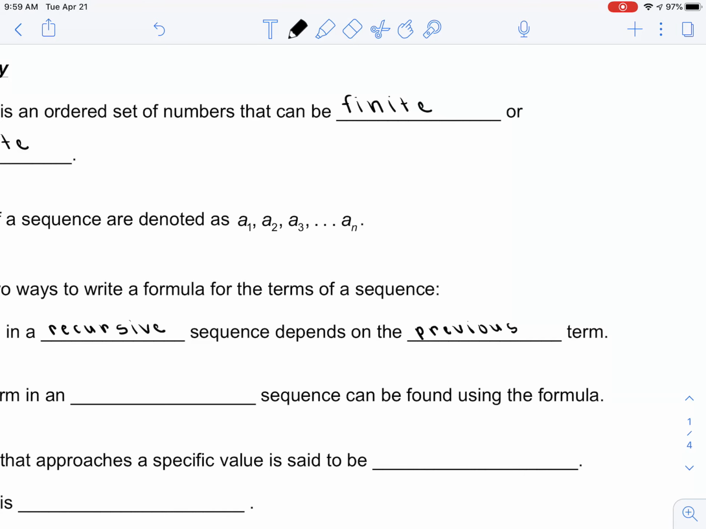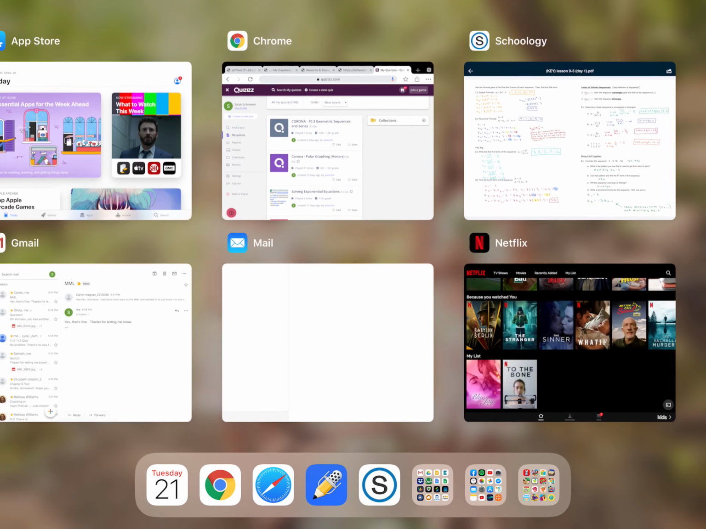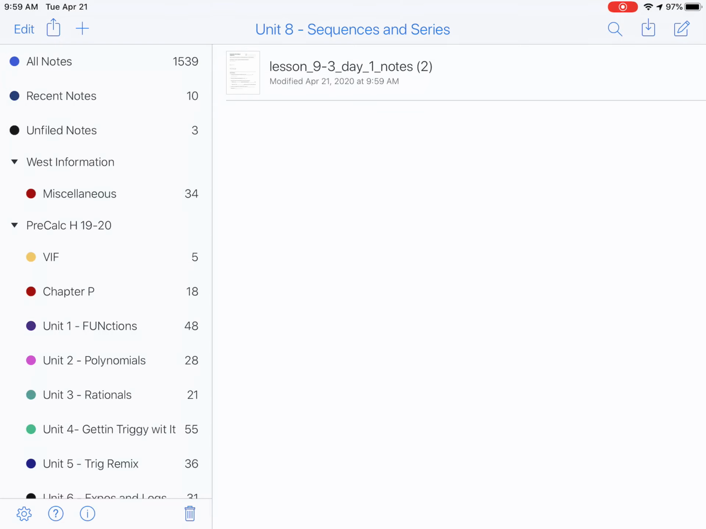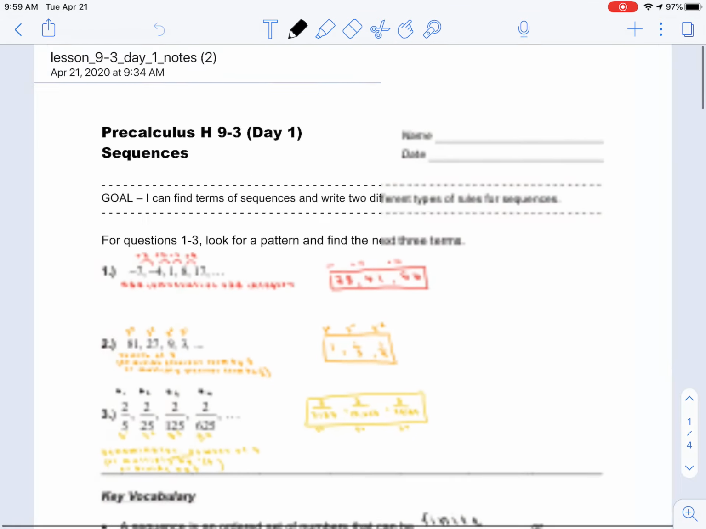Oh, my screen freezes all the time. Oh, no, I wasn't watching Netflix on my iPad. What? Busted, right? So going back to this, sorry.